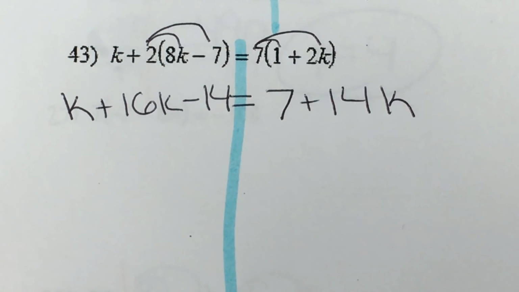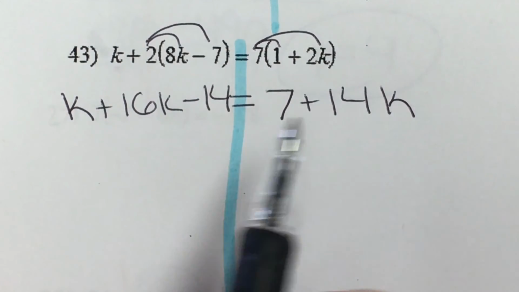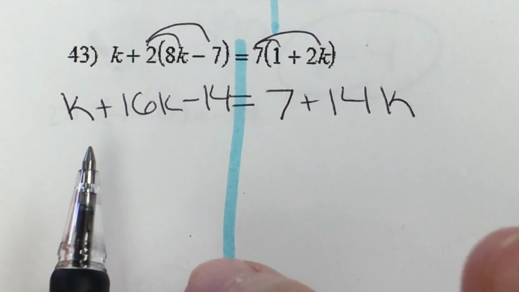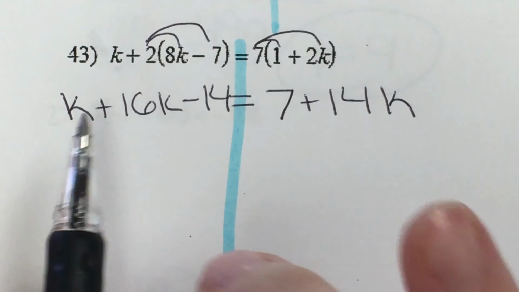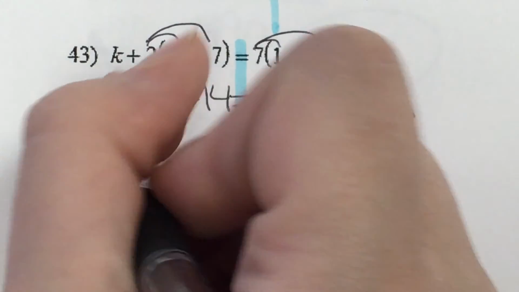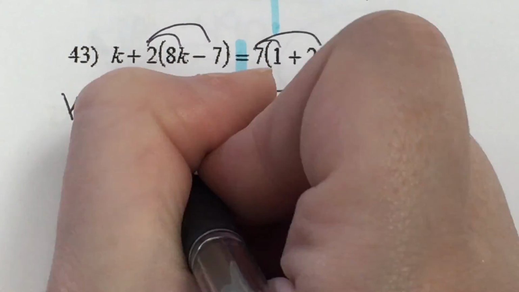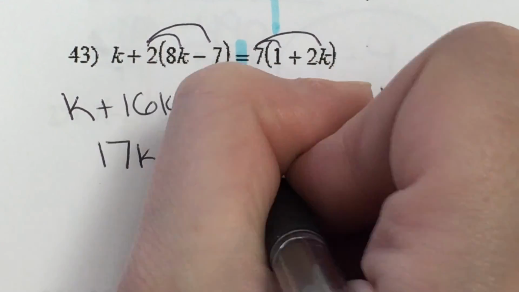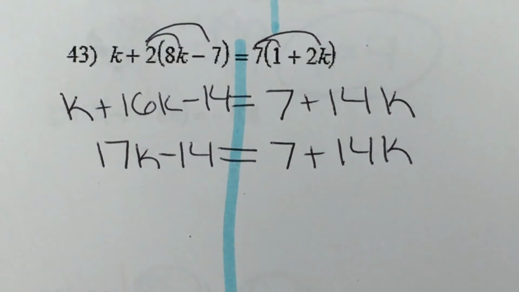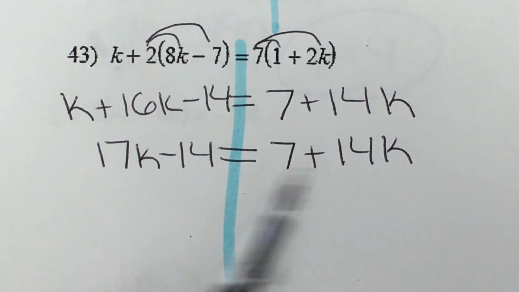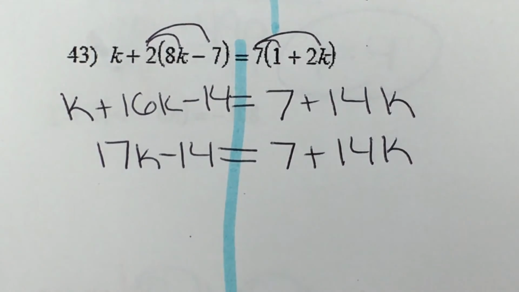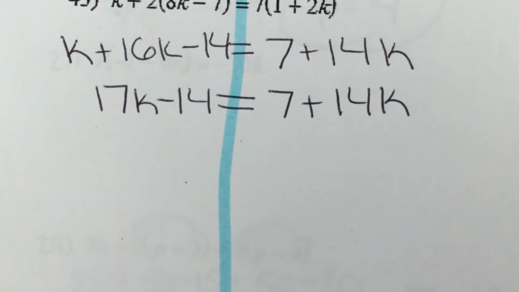All right, combine like terms. On the right side, I don't have like terms. This is a variable, this is a constant, so nothing there. However, on the left side, I have 2 terms that have a k, so let's combine those. 1k and 16k is going to be 17k minus 14 equals 7 plus 14k. So this time I'm gonna move my variables to the right side because 17 minus 14 will give me a positive. I just like to avoid the negatives at all costs.